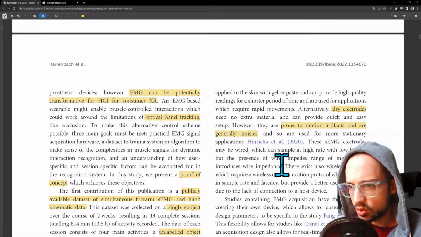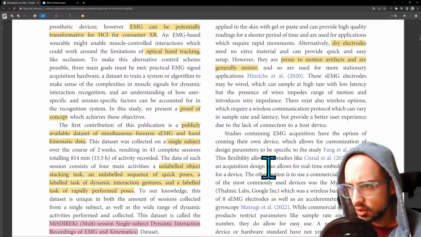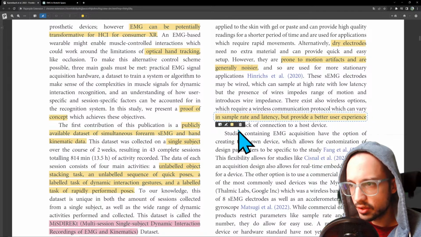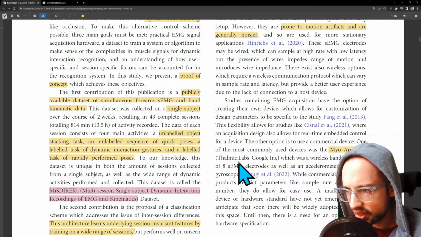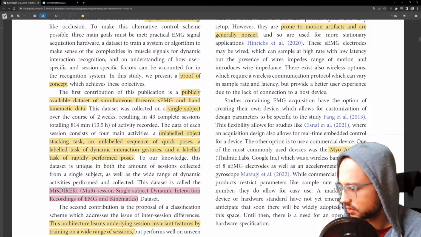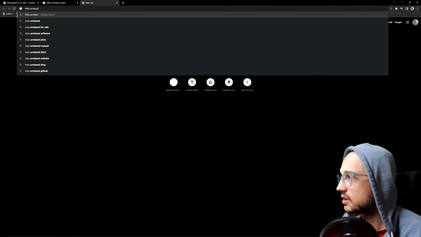Okay, so you have wired or wireless. The wired ones are faster, but the wireless ones have a lag. EMG, you can create your own device. Okay, they have some examples of people creating their own devices, but you can also use commercial devices. One of the most commonly used devices is the Myo armband. So, coming out of Thalmic Labs. See that Myo armband.